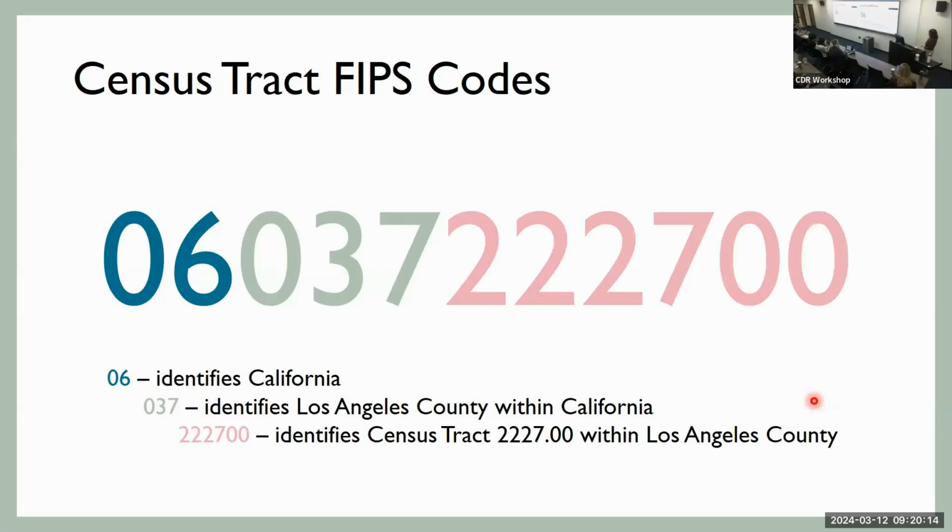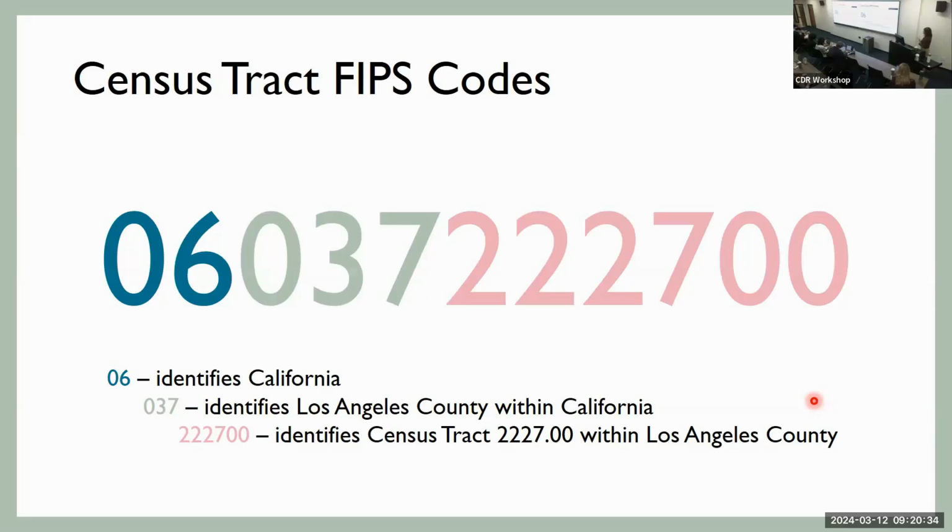And then finally, we have the actual census tract ID. So the census tracts really don't get fancy names like Los Angeles County. They just get a numeric code. So here, census tract 2227.00. That is the current census tract that we are in here at USC.